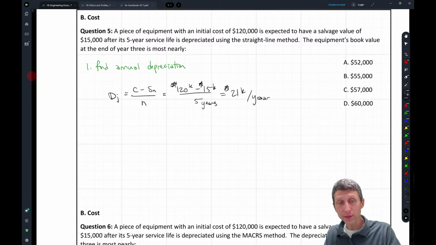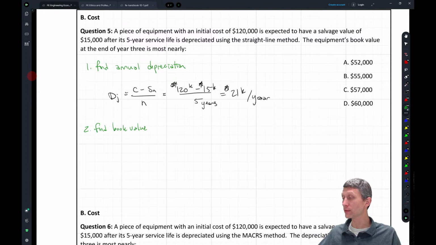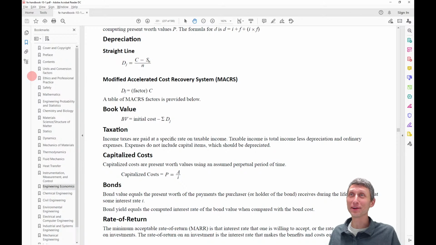The second thing we want to do is find the book value. What's the book value? The book value is basically what you could sell this thing for at the end of 3 years. So at the end of 3 years, the book value is the initial cost minus the sum of D sub j, the sum of your depreciation, whether it's straight line or modified accelerated cost recovery.